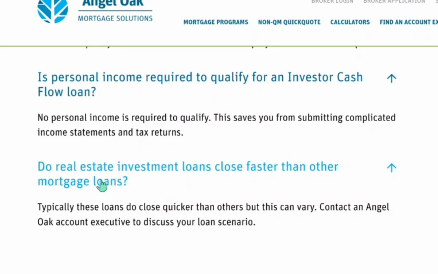So there are a lot of people that want to know if these types of loans close faster. And yes, they typically close faster because there's no documentation required. But these lenders still have their processes and procedures that need to be complied with, and reviewing appraisals and going over the borrower's credit still takes a few days. So that's something you do need to take into account.